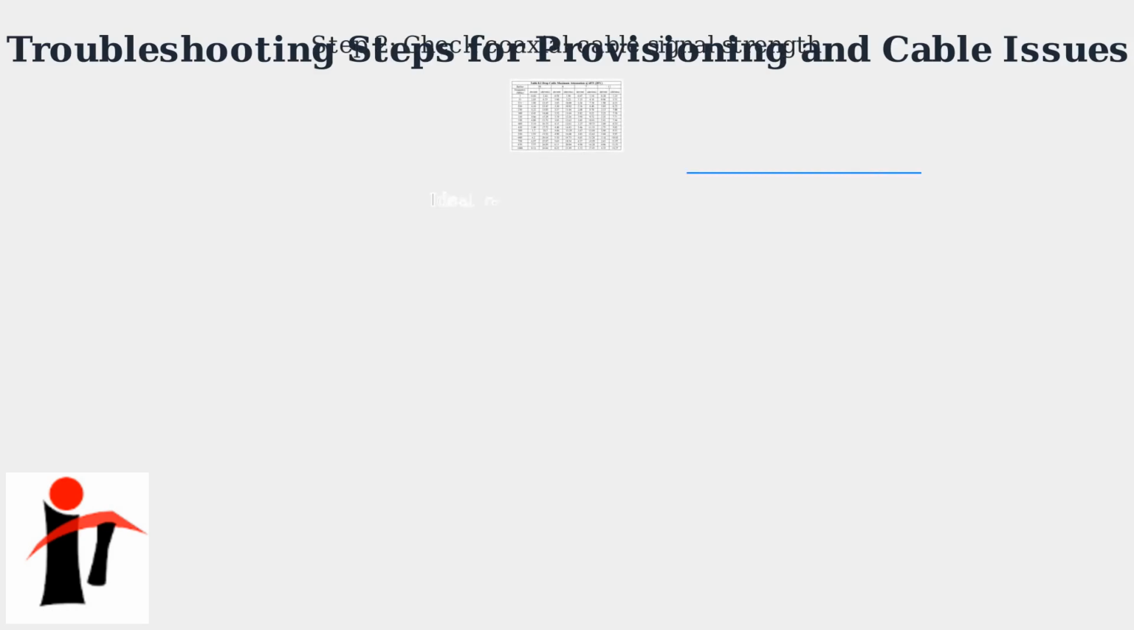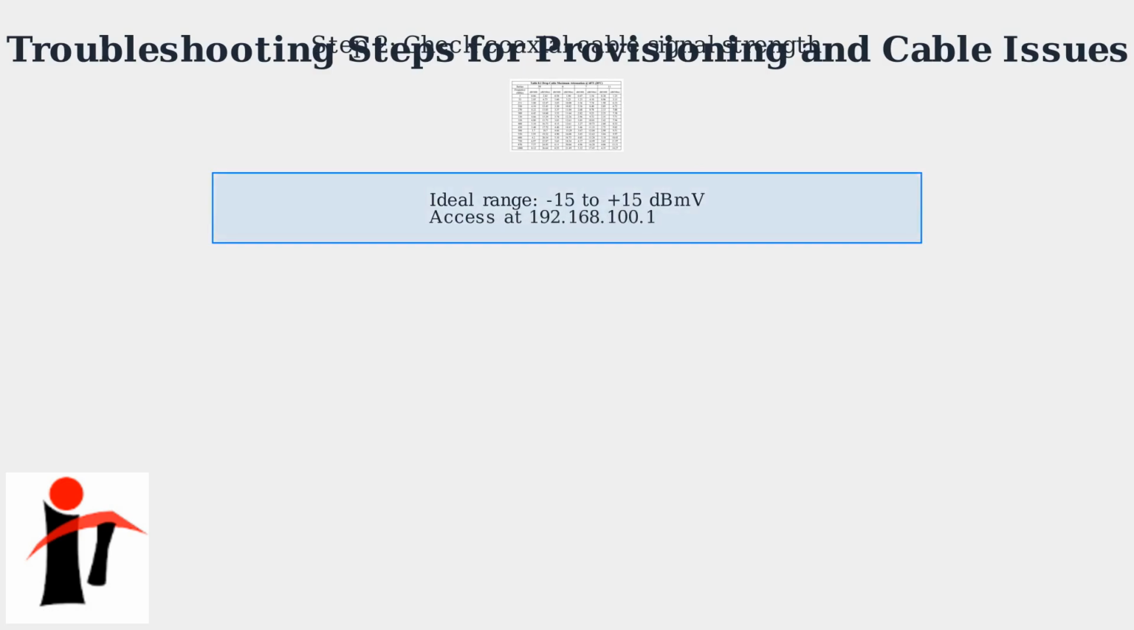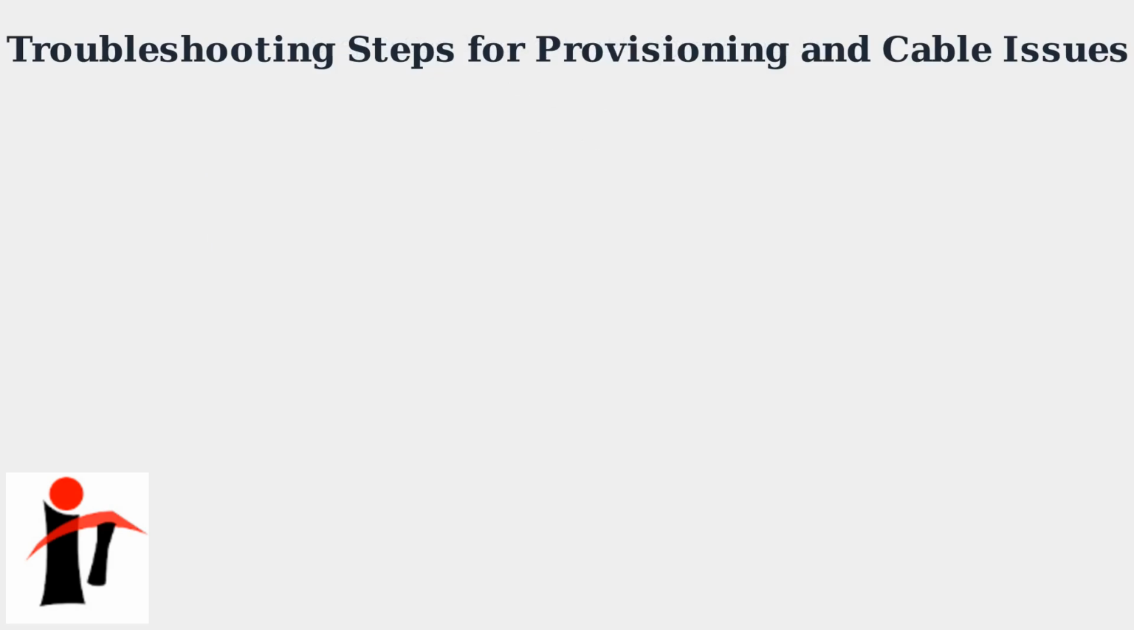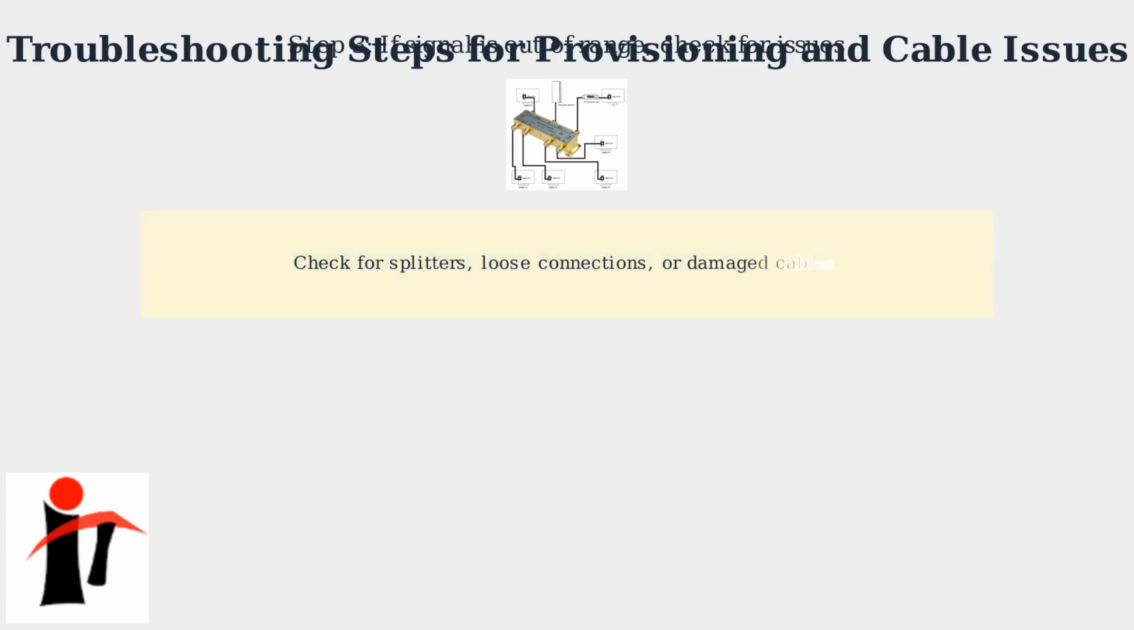Check your coaxial cable for signal strength. The ideal range is -15 to +15 dBmV, accessible through the modem's diagnostic page at 192.168.100.1. If the signal is out of range, check for splitters, loose connections, or damaged cables.